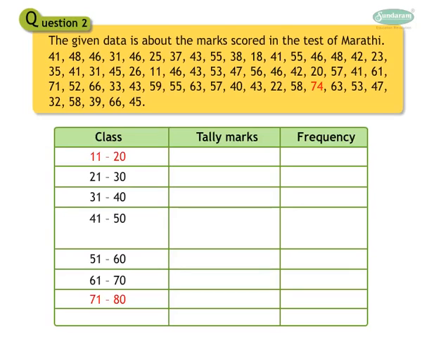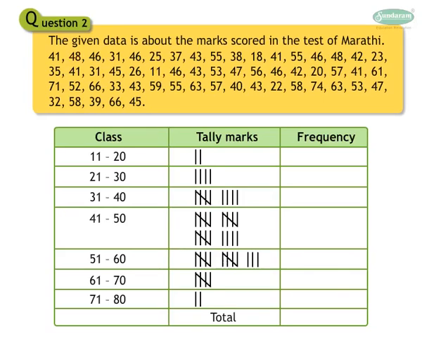Second column will be of tally marks. Now students, let us mark the tally marks of the given data. First number in the question is 41. Put a tally mark against the class 41 to 50. Next number in the question is 48. Put a tally mark against the class 41 to 50. In this way, we will go on putting tally marks till the data in question ends.